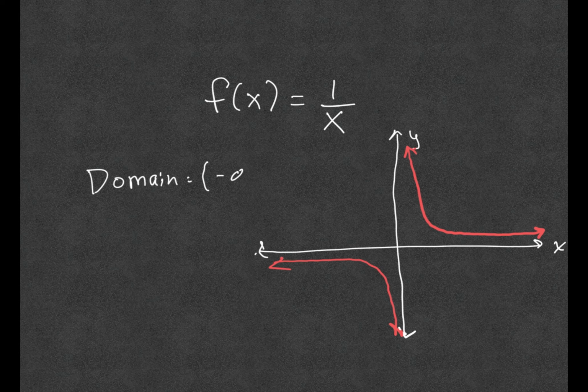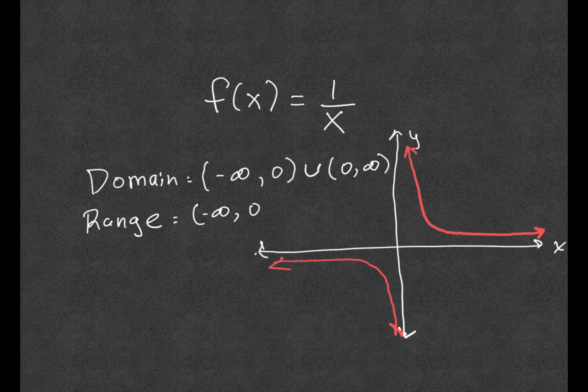So negative infinity, comma, 0, parentheses, there's no equal. And then in the middle, we're going to put union, 0 to infinity. The range is the same because when you have a fraction 1 over x, it can never equal 0 for y. Same, negative infinity to 0, union 0 to infinity.